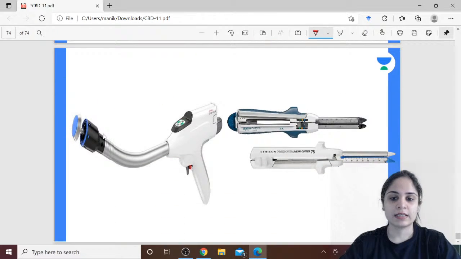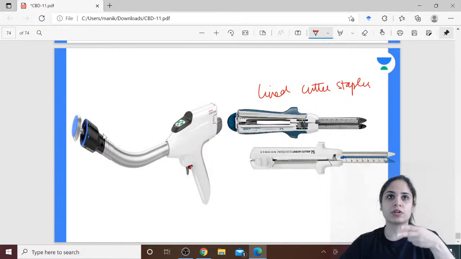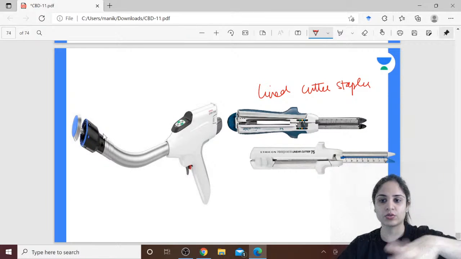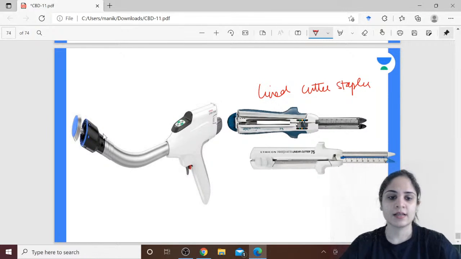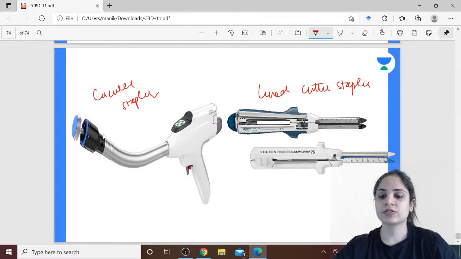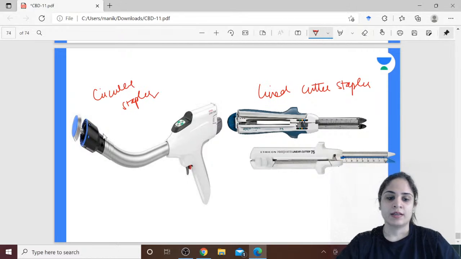Okay, and the last picture for today, you have your staplers. So this is your linear cutter stapler, mainly used for cutting and stapling your stomach and your intestines. And this one is used for hemorrhoidectomy. This is called the circular stapler. Okay, so these are all the pictures that you need to revise for your exam.